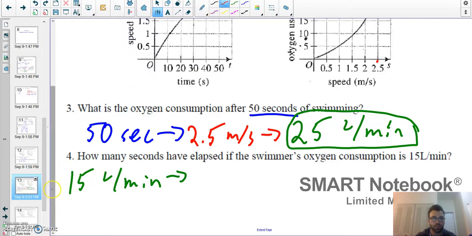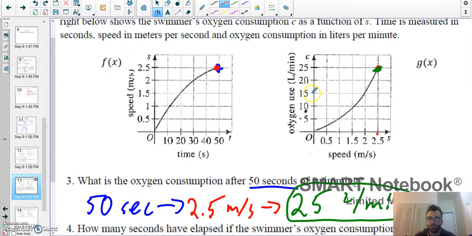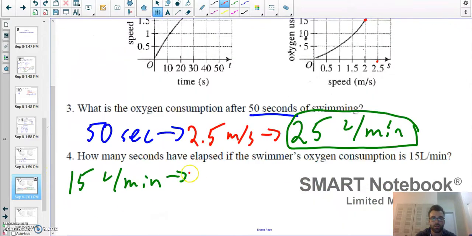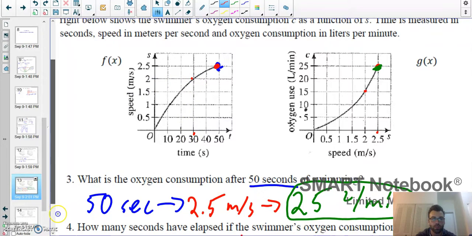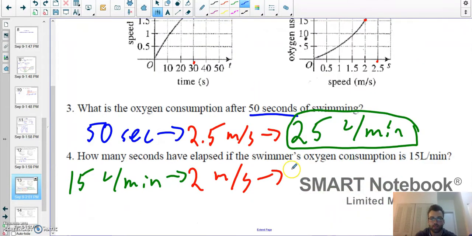15 liters per minute gives me 2 meters per second, which leads me to 30 seconds. Well, notice the connector here is speed.